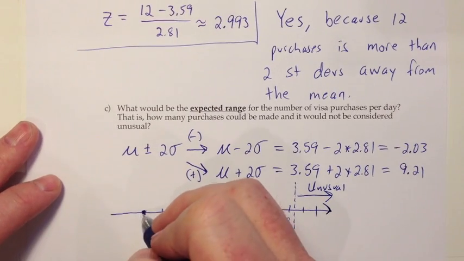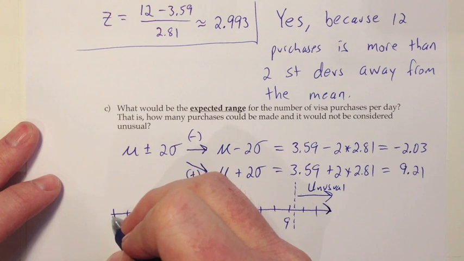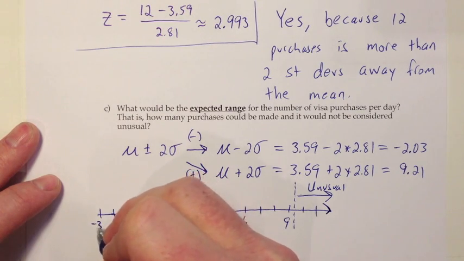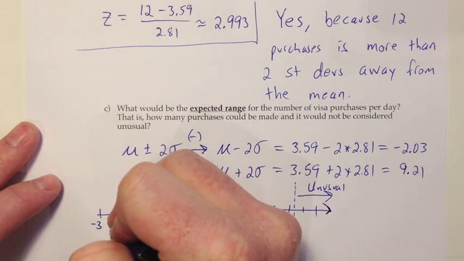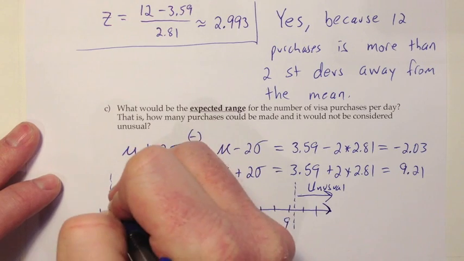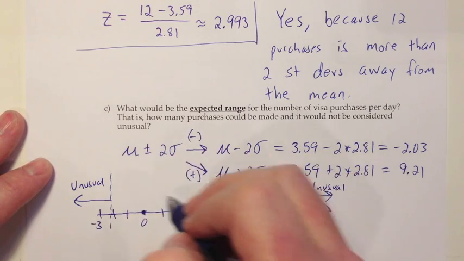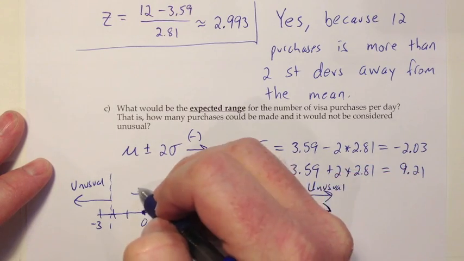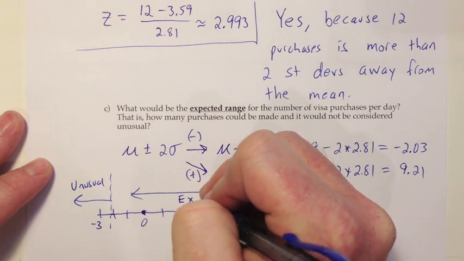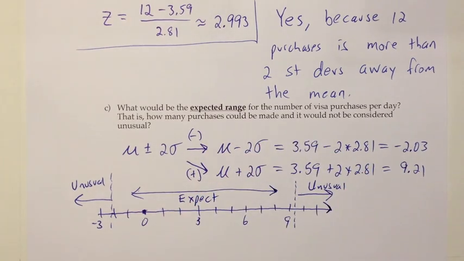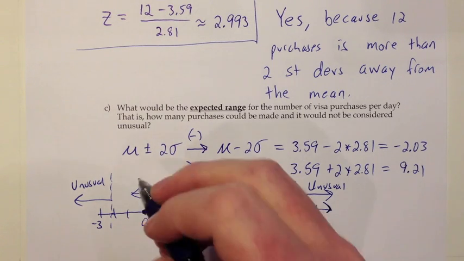And on the other side, if you had your 0 here and you want -1, -2, -3, you have that -2.03, so anything that got past this on this side would also be unusual. But anything in the middle, that's the sort of stuff that we expect to get. And again, if it was continuous, I'd just say anything between -2.03 and 9.21. But when it's discrete, I think about what's really possible.